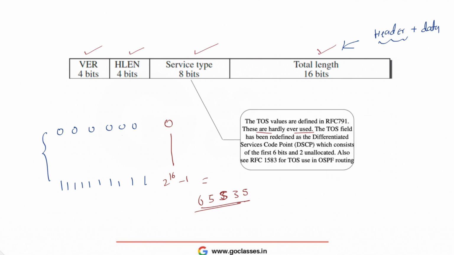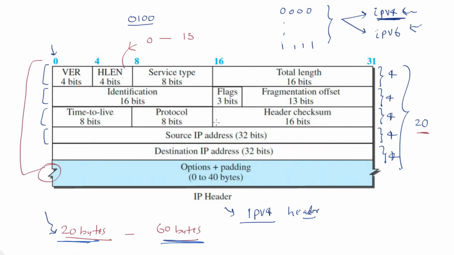Now let's see the other fields. Version, header length, service type, total length, all are done. Now this row is completely dedicated to fragmentation. So we will talk about fragmentation later. I am not going to explain this row here because it is completely dedicated to fragmentation, and it will be explicitly explained when I am explaining fragmentation.